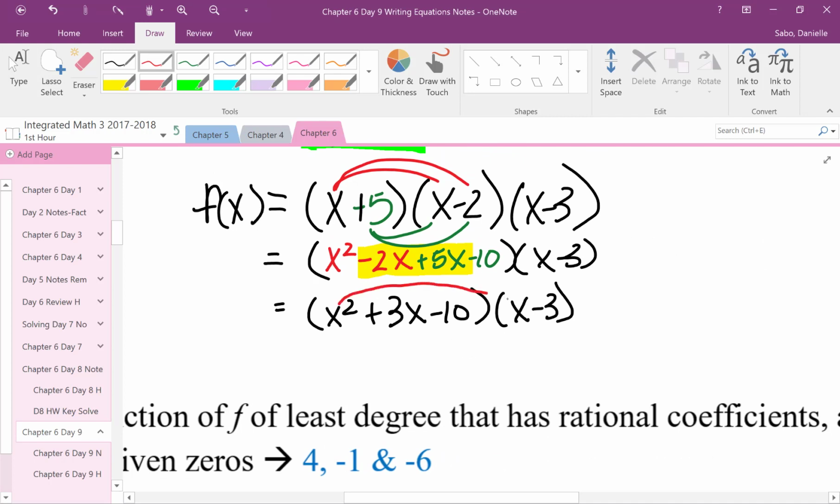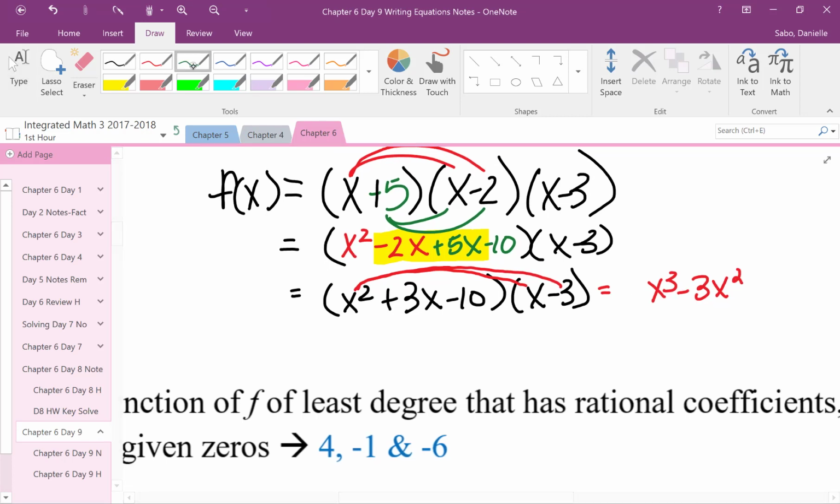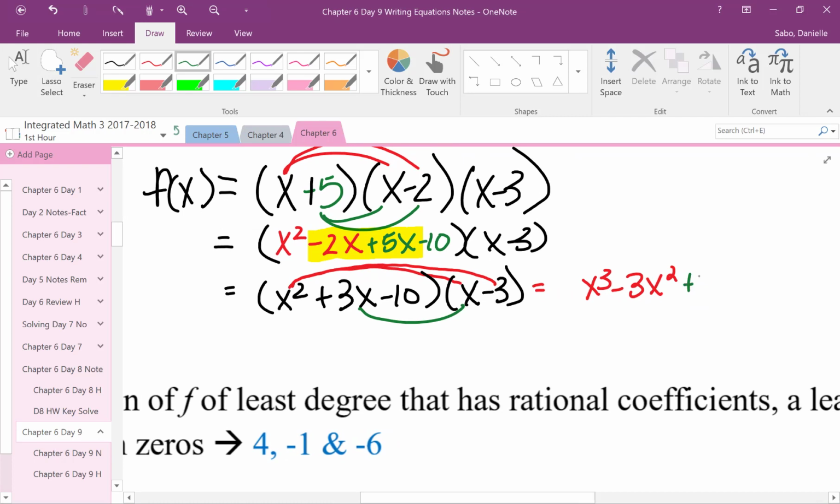X squared times x is good, x cubed. X squared times negative 3. Okay, so now I'm done with this x squared. I'm going to move on to the middle one. So I have 3x now. So 3x times x is good. So I have positive 3x squared. And then 3x times negative 3.